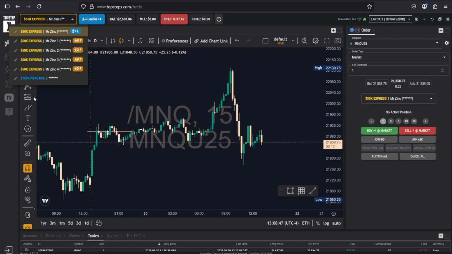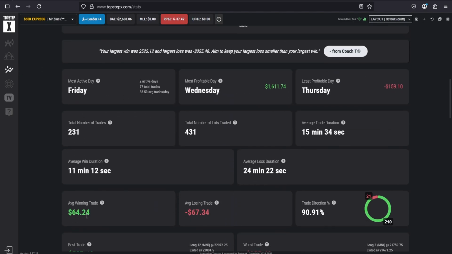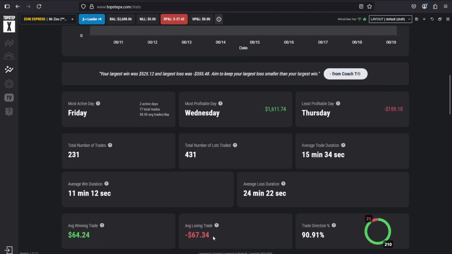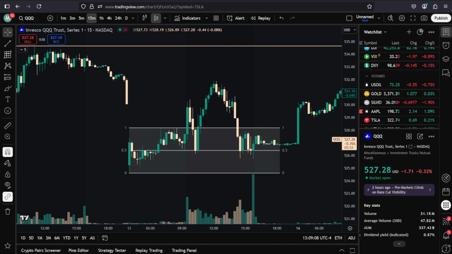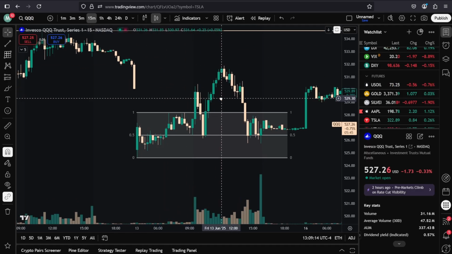I believe that's my average win, and I'll pull that up right now on my TopStep. My average win is 64.24. My average loss is 67.34. My average win duration, 11 minutes. My average loss duration is 24 minutes. Average trade duration itself, 15 minutes, 34 seconds. Keep it as simple as possible. Your validation or invalidation is based on where that candle closes.